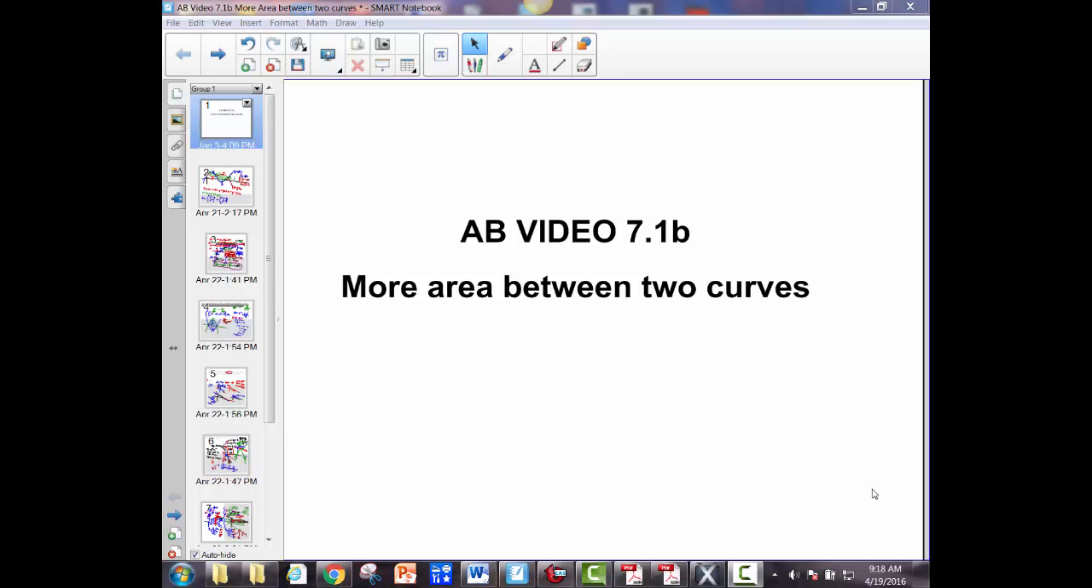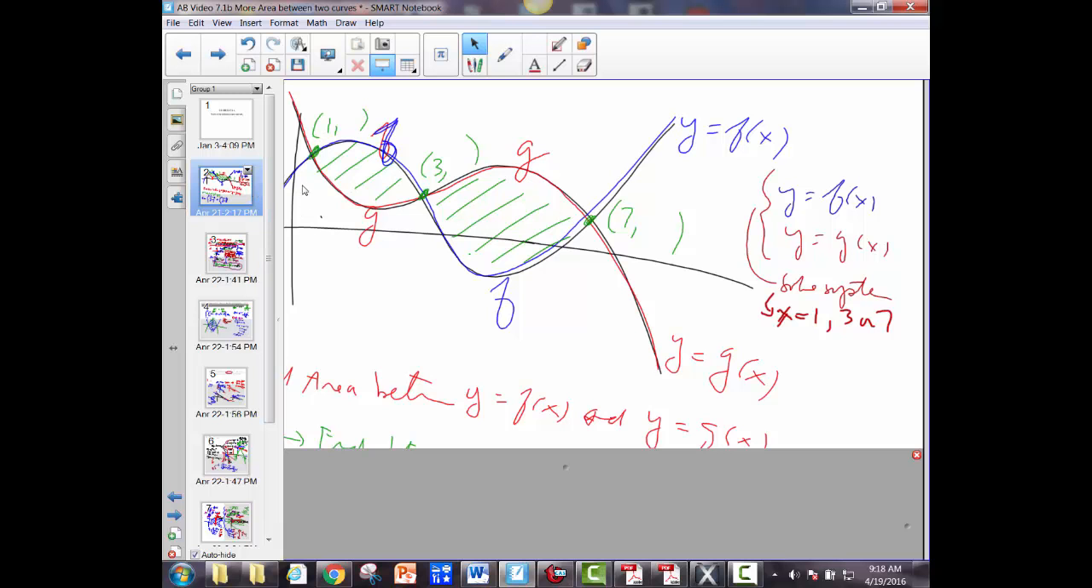Hi, welcome to video 7.1b, more on area between two curves. So let's say we have two curves, f of x, which is the blue curve, and g of x, which is the red curve, and they happen to intersect in a few places. Now they're going to ask you for the region bounded by the two curves. The implication here is that this goes up forever, this goes down forever, so this is an open area, not an enclosed region. So they're talking about finding the area of these two green shaded regions.